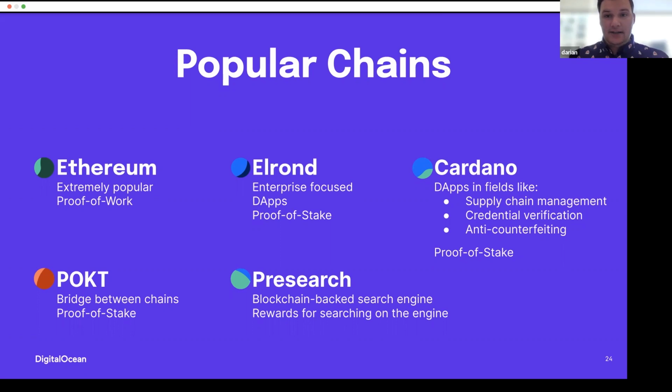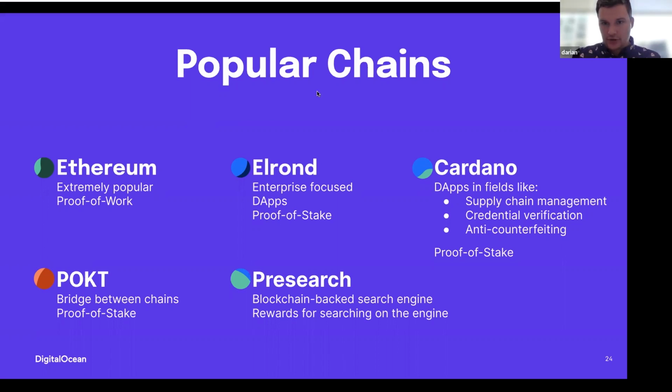Elrond is another really interesting chain that we see on DigitalOcean. They are an enterprise-focused blockchain, focusing on distributed apps and using proof of stake. So when we say distributed apps or DApps, we're talking about applications that are built on the blockchain that can be all over the place. I'm not going to get too into that, but what's interesting is how many enterprise workloads can make use of that type of technology. So Elrond is really pushing into new ground in that space.